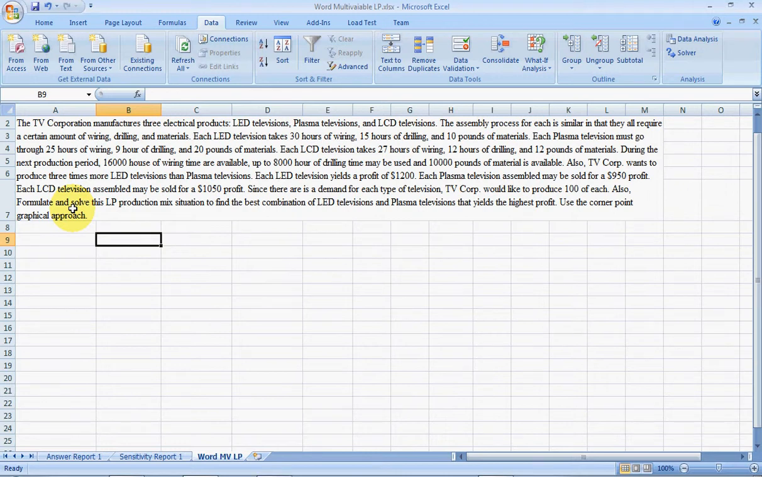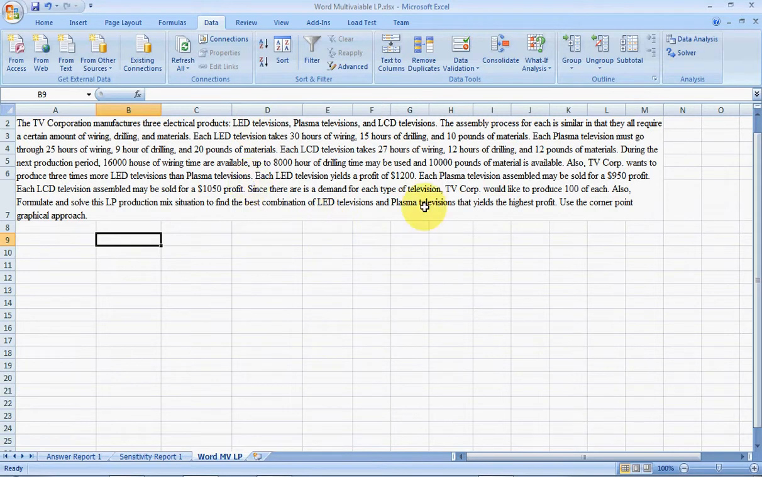In this tutorial I'm going to go over how to do a multivariable linear program in a word problem format. So the first thing that we're going to do is find our variables. We can do this one of two ways. If we read the first sentence, it says 3 electrical products that they produce. So those are going to be our variables.